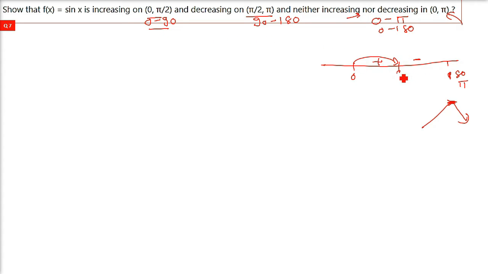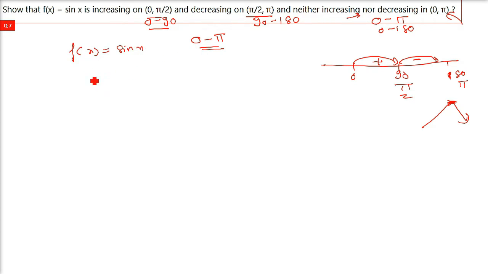The explanation which I gave, why it is increasing or why it is neither increasing nor decreasing, will come when we say it is strictly increasing in 0 to pi by 2 and strictly decreasing in pi by 2 to pi. That is, 0 to 180 degrees has two intervals, 0 to 90 degrees and 90 degrees to 180 degrees. Okay. So we will take one part at a time and show that it is increasing and decreasing.